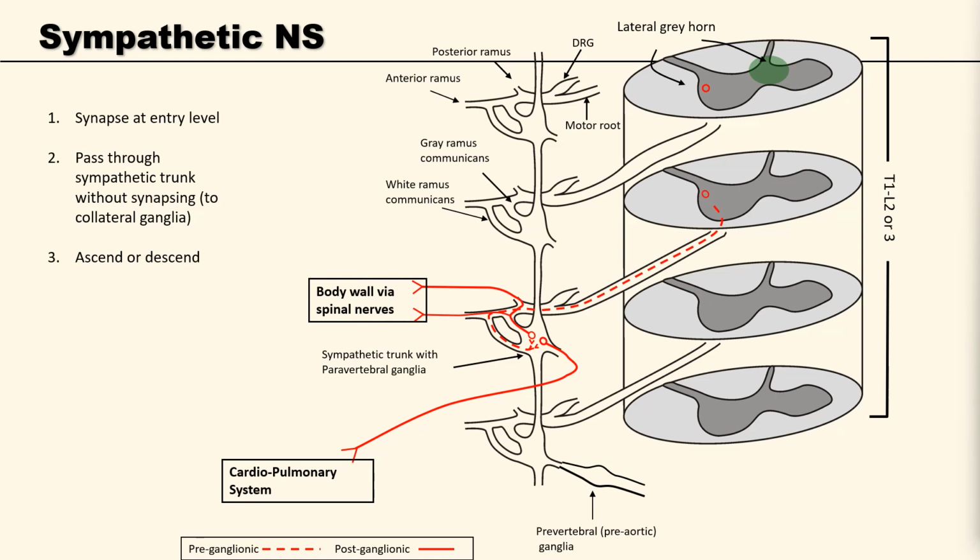Option 2 is where the preganglionic fibres travel from the lateral grey horn and straight through the sympathetic chain at the same level. This is where it synapses at a collateral ganglion.